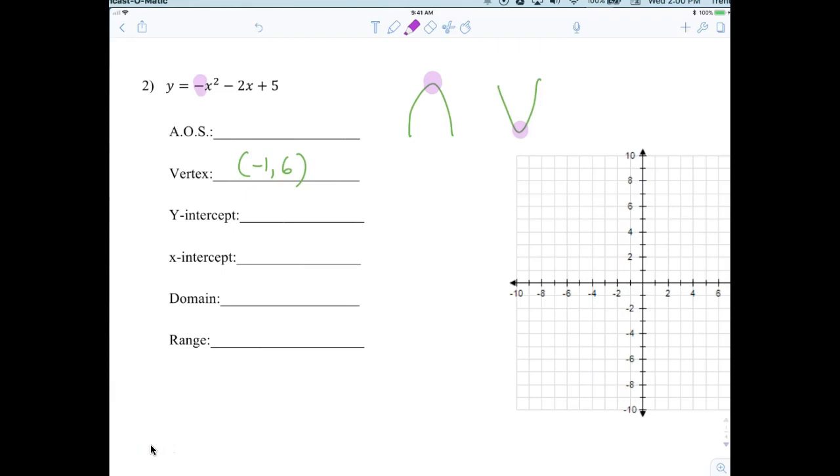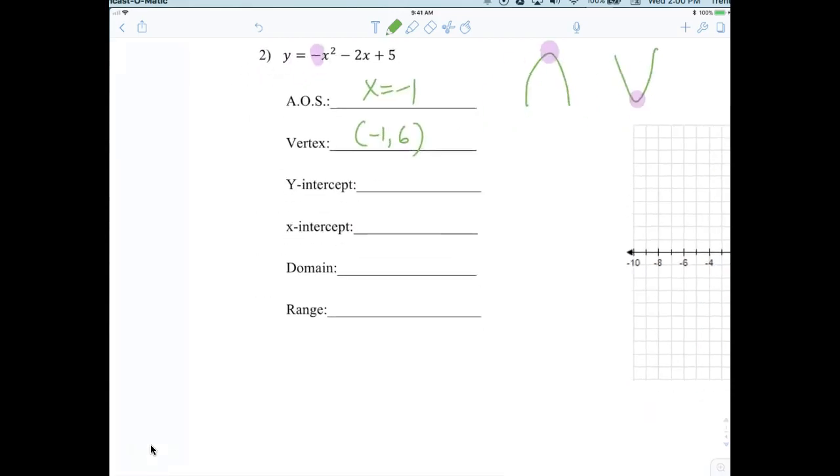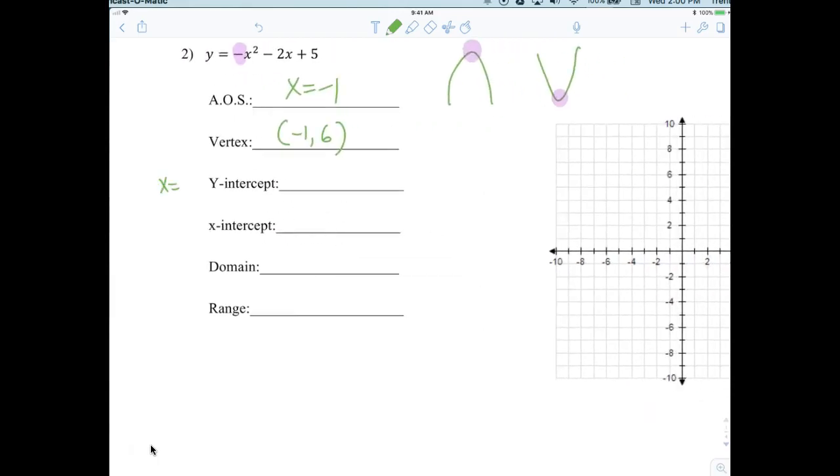Now, I tried to tell you that the axis of symmetry and the vertex are related. The vertex always sits on the axis of symmetry. So the axis of symmetry in this case would have to be x equals -1. Now, next to y-intercept, make sure you write x value equals 0. Now again, I'm not expecting you to do that with a calculator because it's too easy, right? The y-intercept is what? 0, 5.